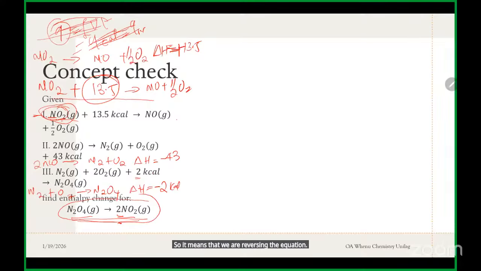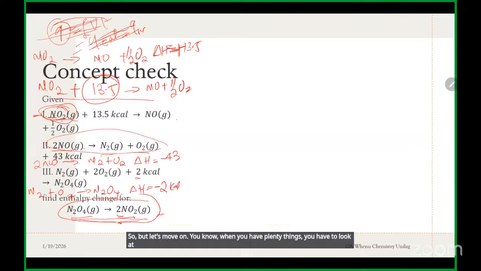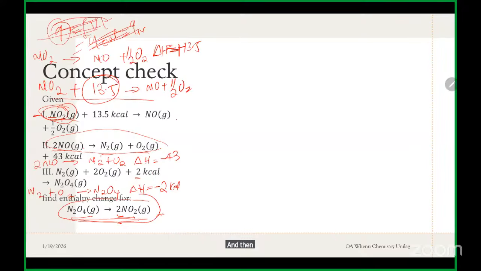Now let's look at equation 2, NO plus N2 plus O2. Now, if you look at that, it does not exist exactly. It does not exist in this. Nothing here exists here. So there must be a reason why we're given it, but let's move on. When you have plenty of things, you have to look at what you need immediately first, and then you move on to the next.